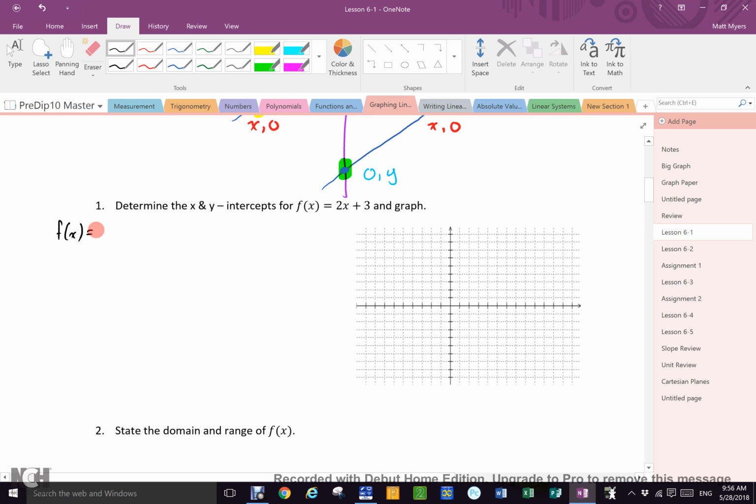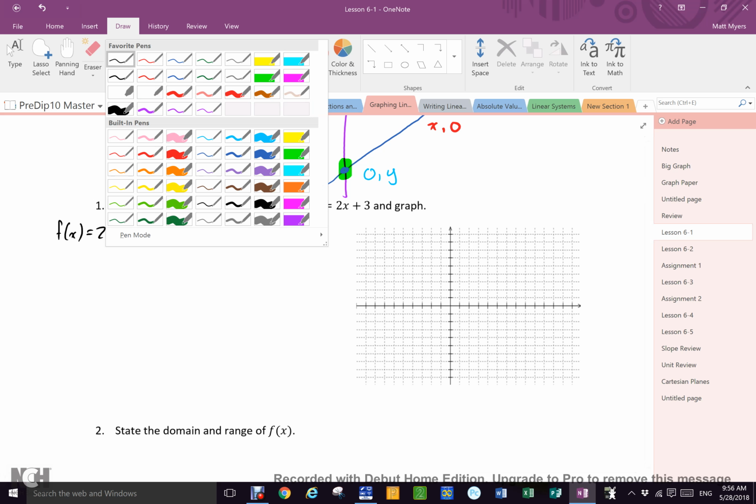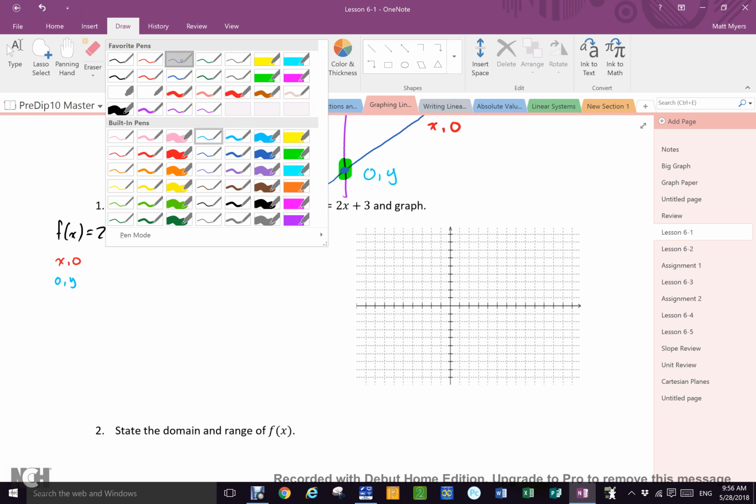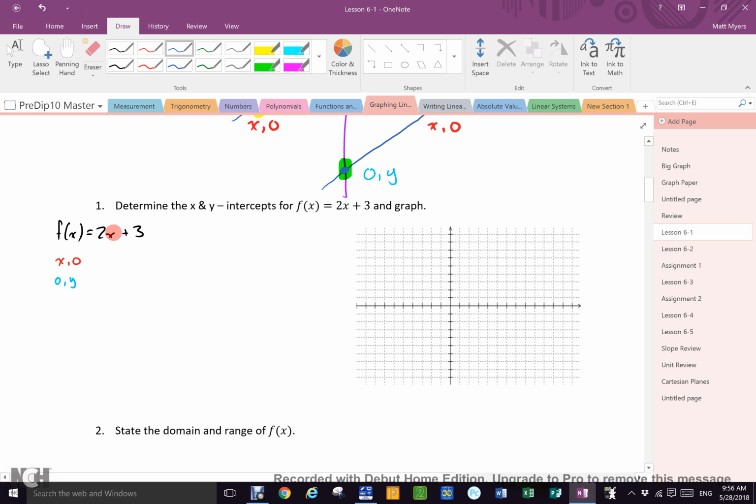Now, let us apply that situation to this situation. F of x equals 2x plus 3. And I want to determine the x and the y intercepts of that. What do I know every single x-intercept is? Every single one in the entirety of the universe is x comma 0. What is every single y-intercept in the entirety of the universe? 0 comma y. What letter do you see right there? X.